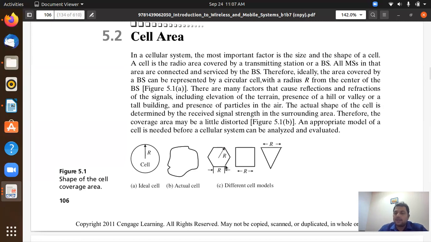Apart from that, we can also have the rectangular model and the triangular model as well. This is just to work with the frequency allocation and divide our whole region into different cells.